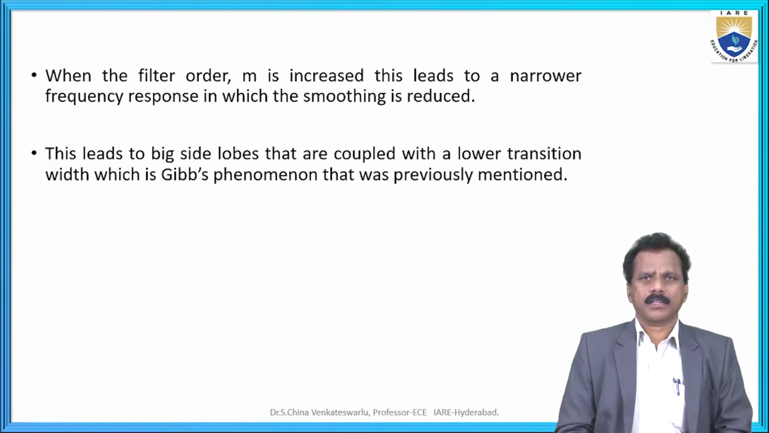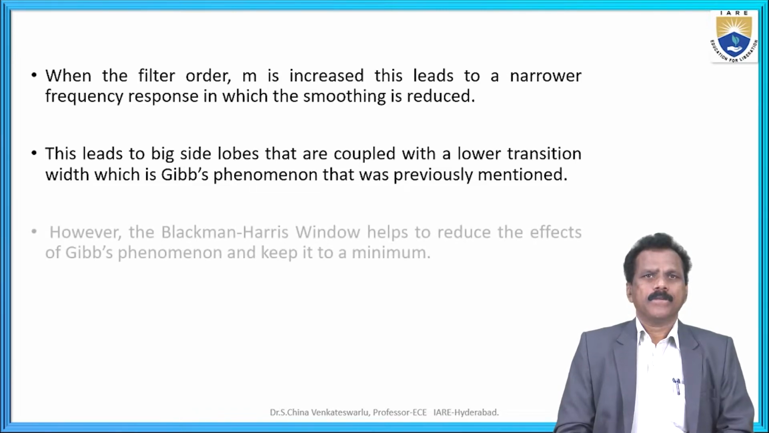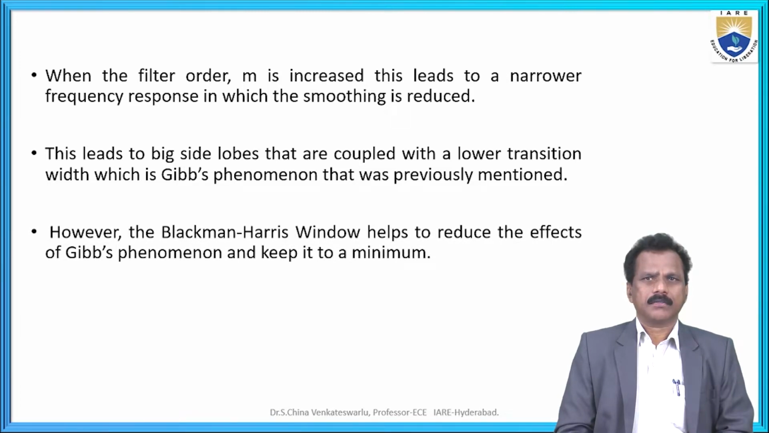Because the main lobes increase, how many side lobes are increasing or decreasing? This leads to big side lobes coupled with a lower transition width, which is the Gibbs phenomenon that we have seen with the best examples. However, the Blackman window helps to reduce the effects of the Gibbs phenomenon, but not up to the mark, and it does not keep it to the minimum.